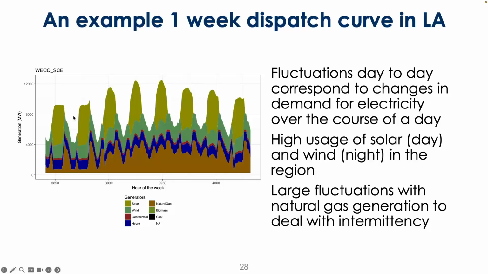These two peaks are a little bit lower. Can anyone guess why that is? Weekends, exactly. Weekend load demands tend to be a little lower because people aren't using as much electricity on the weekends, going to work and that sort of thing.